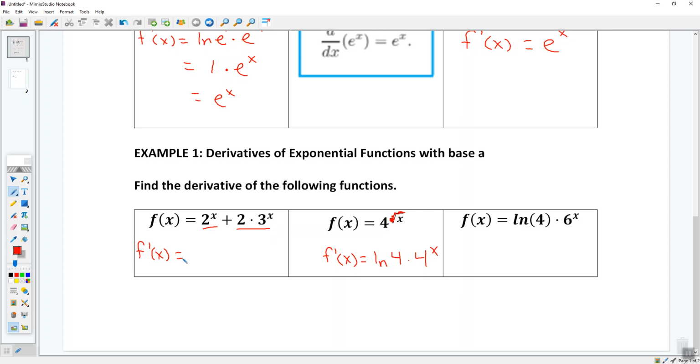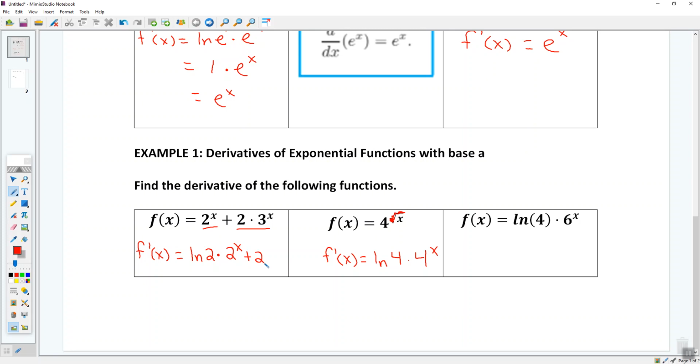It would be the natural log of 2 times 2 to the x, plus 2. That's just 2 is just some kind of a constant multiple.